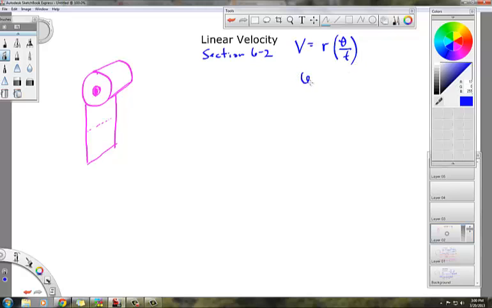And we remember from the previous video, omega equals theta over t. So we can basically substitute the omega, which is angular velocity, in here, giving us a new equation that is v equals r times omega. So this is the formula we want to use. And let me show you what it's all about.